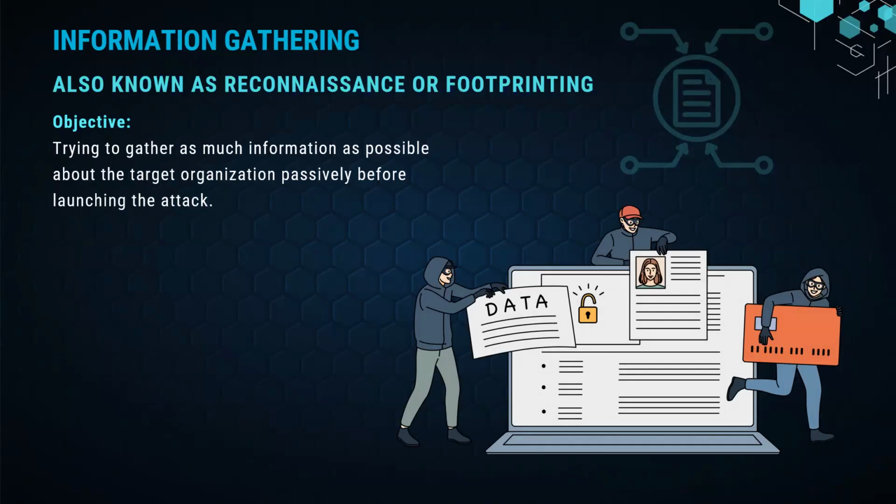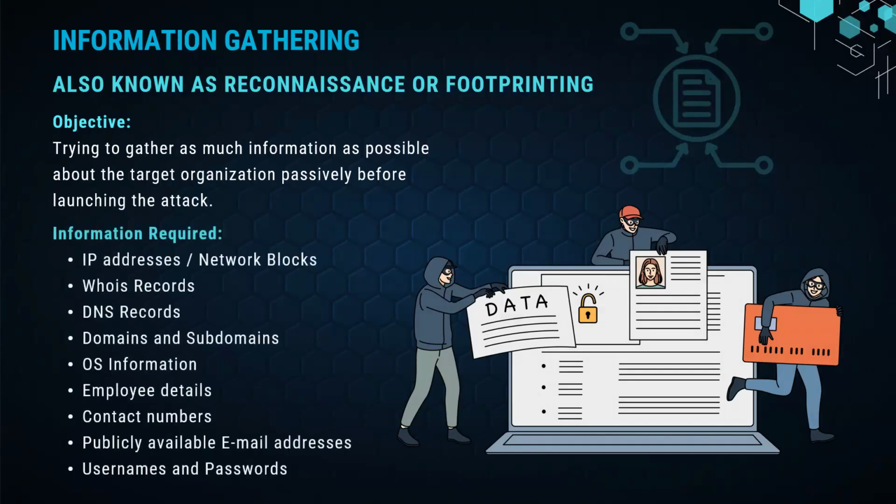So the main question that arises is what information are we looking for in the first place? Here is the information as follows. You need the IP address information, the WHOIS records, the DNS records, the domains and subdomains, operating system information, employee details, contact numbers, email addresses, usernames, and passwords. Believe it or not, all of this information is readily available on the internet. The only thing is you need to know what those resources are, what those websites are, from where we can obtain this data.